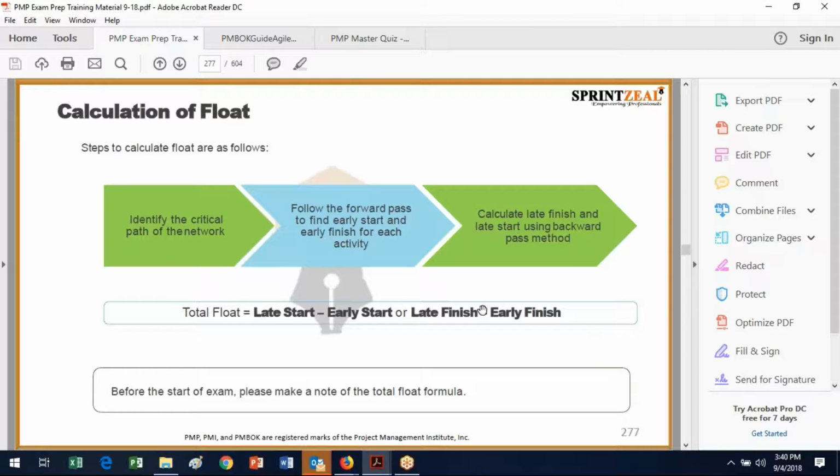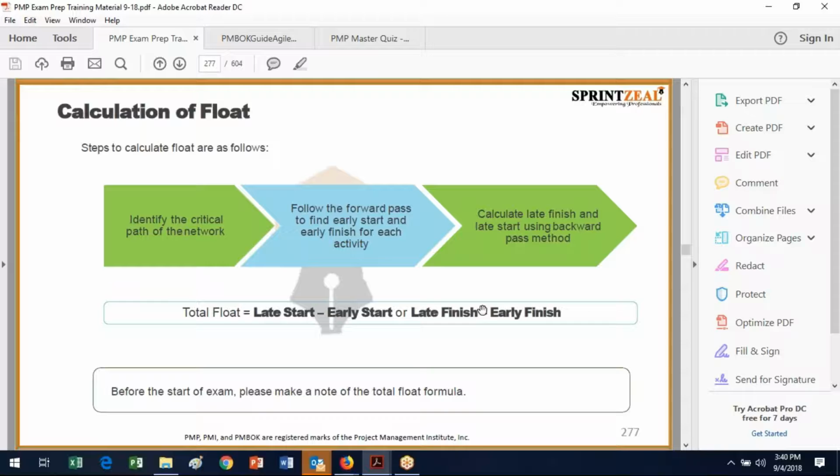So going back to this chart, you need to identify the critical paths through the network, and then you do the forward pass to find the early starts and the early finishes, and then you calculate the late start and the late finishes by going backwards. Speaking of backwards, the next chart after next is even more expressive. So again, make sure you understand the total float formula.